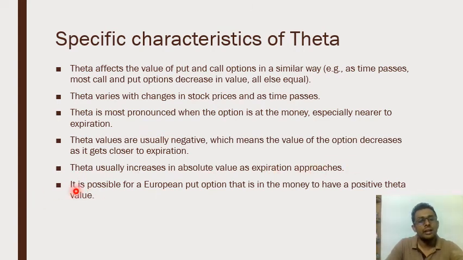It is possible for a European put option that is in the money to have a positive theta value. That point is explained in that graph, where we have seen the convex shape, showing how time passes. Near expiration, the value of theta will be high. Positive theta value is possible for a put option, since the second part of the equation can be more than the first part for the put option. That can only be explained by doing a problem using a put option. If you see the put equation, the second part is positive and the first part is negative, so the second part can be more than the first part. That's what is explained in the last point. So those are all the specific characteristics.